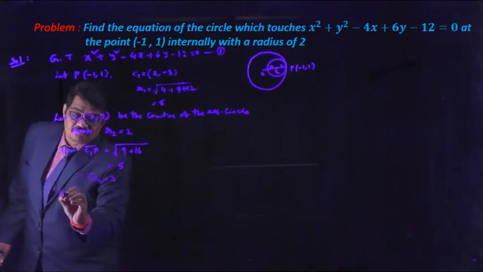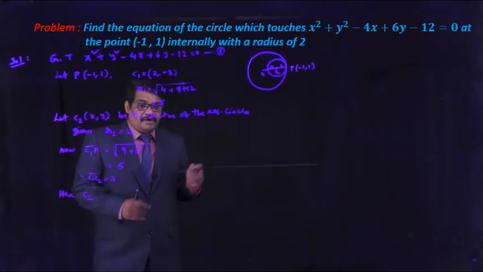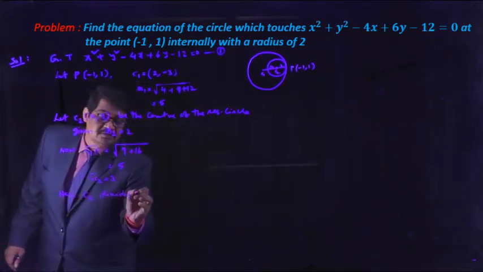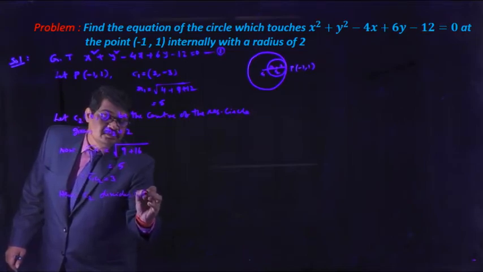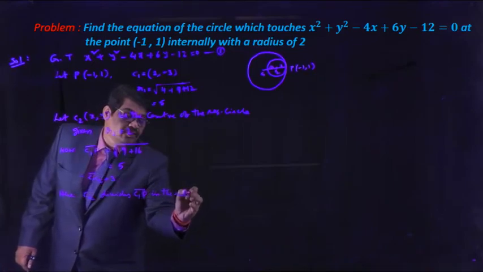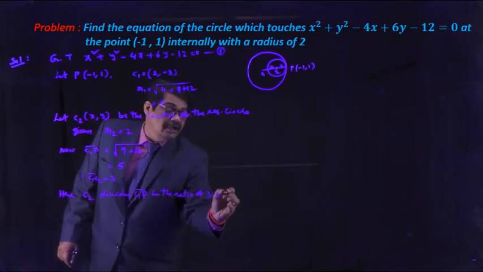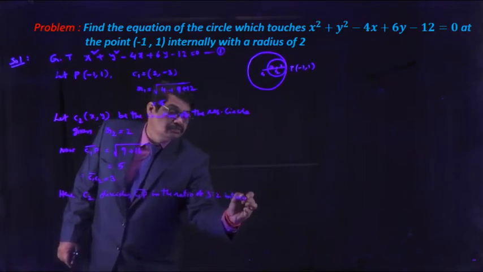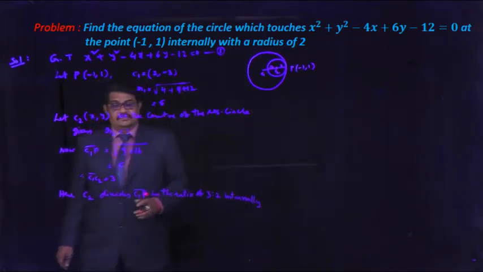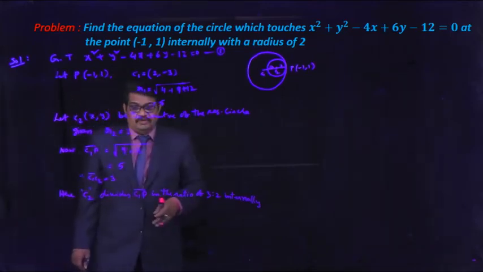Here C2, that is the center of the required circle, divides C1P in the ratio of 3:2 internally. Now we are equating the coordinates of C2 using the ratio formula on C1P.